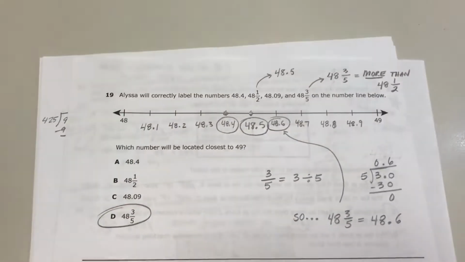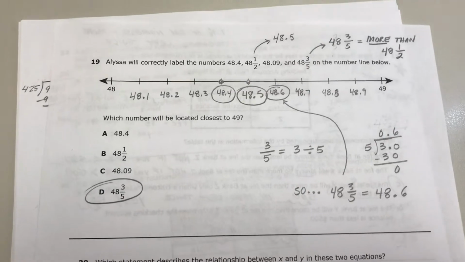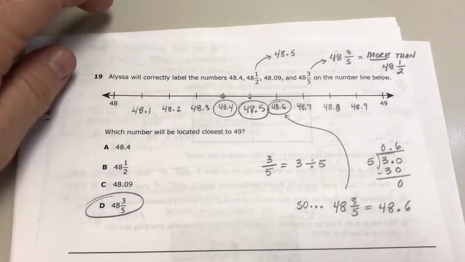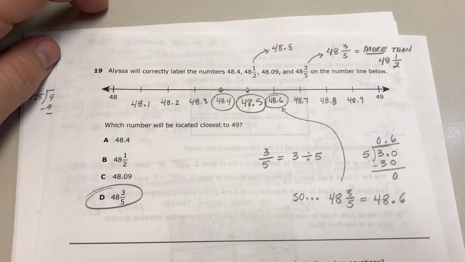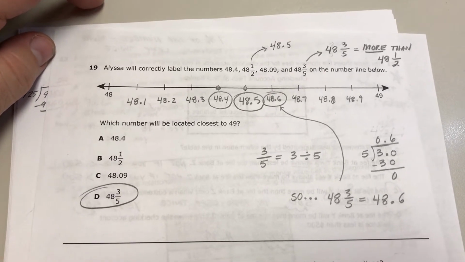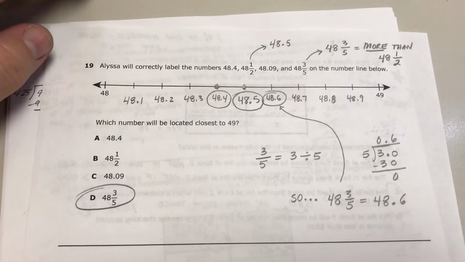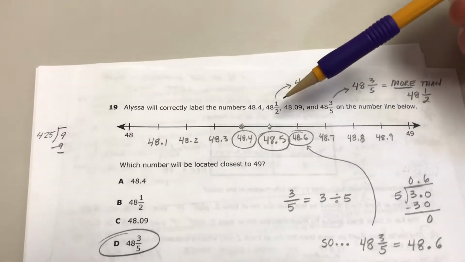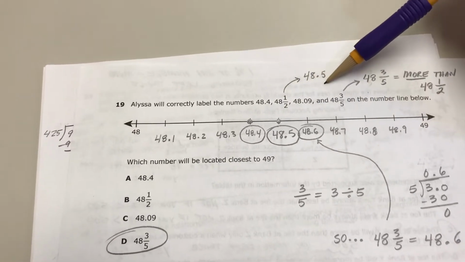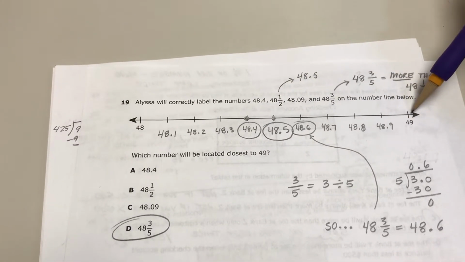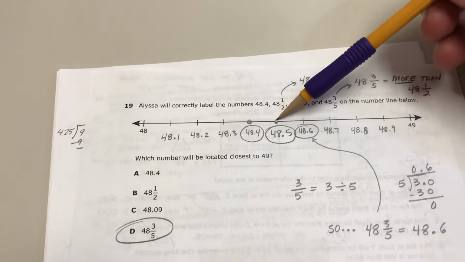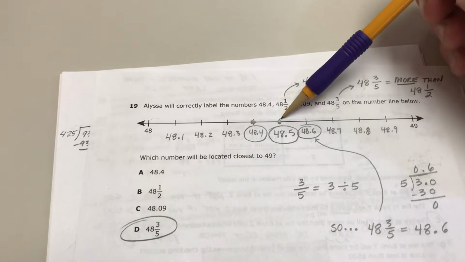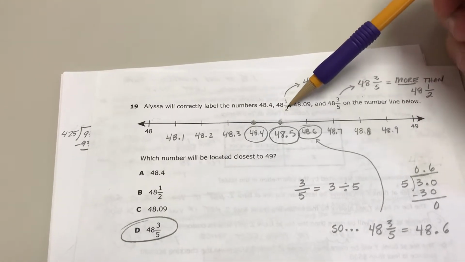Number 19, putting rational numbers in order. Alyssa will correctly label the numbers 48.4, 48.5, 48.09, and 48 3/5 on the number line below. Which number will be located closest to 49? This is super easy. 48.5 is 48.5. You can look at this number line and figure out where half is. Here's 48, here's 49, 48.5 has to be in the middle. So that one's easy to locate.